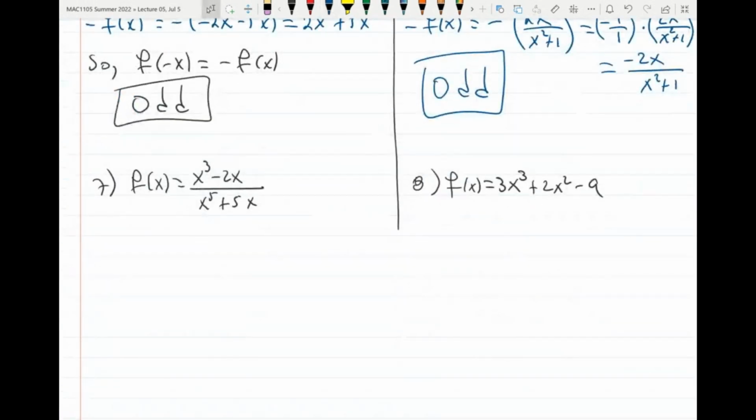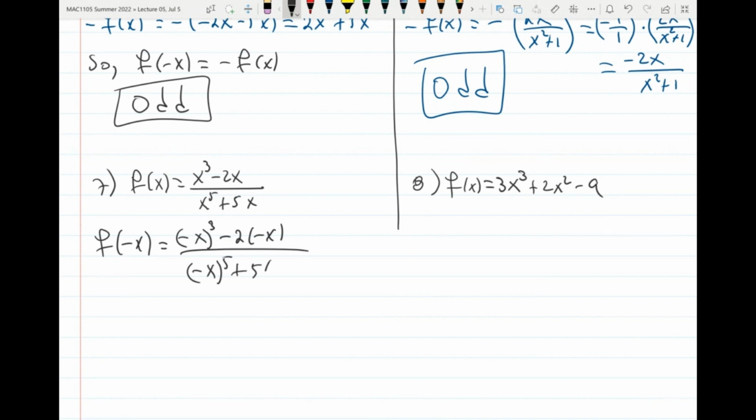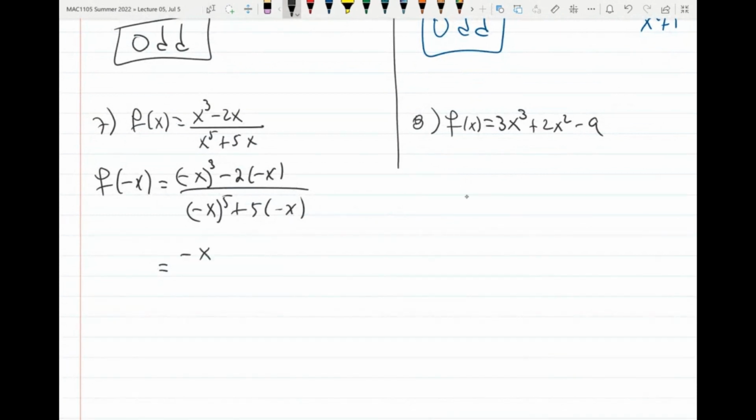All right? Okay, let's see. Let's do this one quickly then. So for number 7, let's plug in -x. So what do we get? So we get (-x)³ minus 2 times -x over (-x) to the 5 plus 5 times -x. So in the top, the negative survives, so that's -x³, then plus 2x over -x to the 5 minus 5x. Yes? Does this look like our function? So it doesn't look like our function. Now, can we make it look like our function?